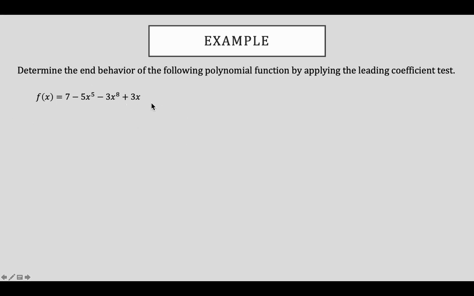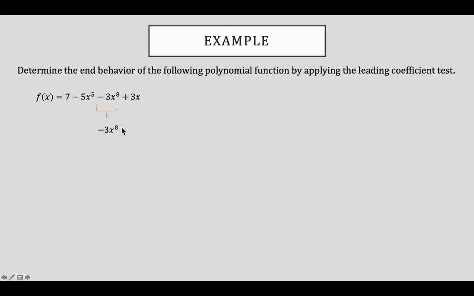So we have to figure out what is the leading coefficient and what is the degree of the polynomial. One thing that's a little bit tricky here in this particular problem is that our function is not written in decreasing order of power. So keep that in mind. What is our highest power of x? Well, our highest power of x is 8, which means that this term right here, this negative 3x to the 8th power, is the term that we want to be looking at.